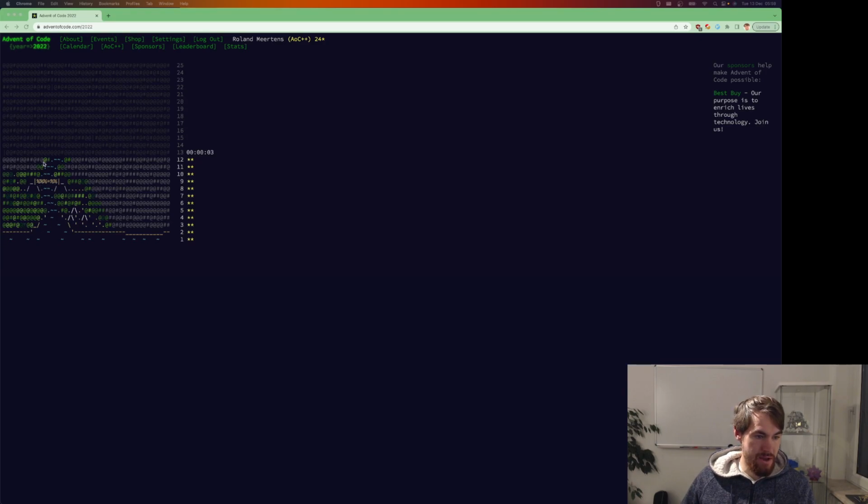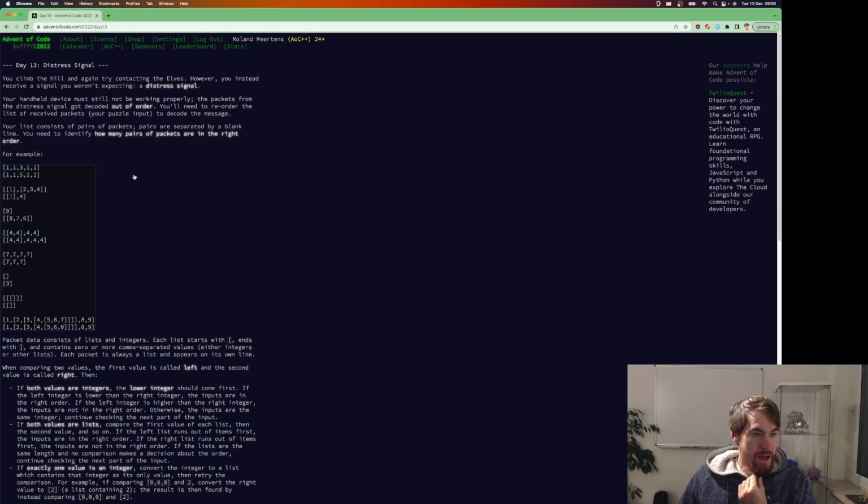We are going onto the river. There's a nice bridge. There's a cool forest. But there's a distress signal. Oh no, my handheld device must still not be working. The packets from the distress signal got decoded out of order. We have pairs of packets. Pairs are separated by a blank line. How many pairs of packets are in the right order?